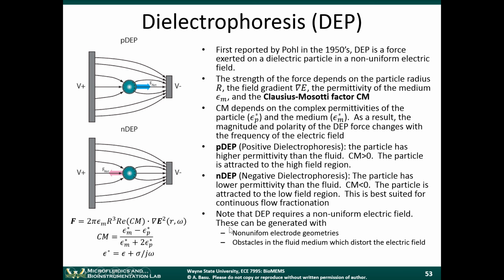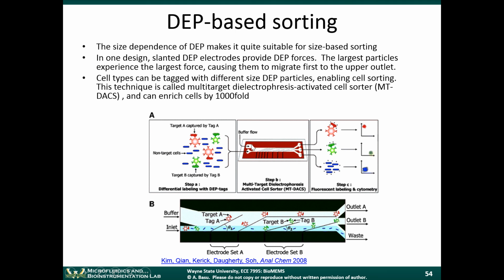The way you generate dielectrophoresis is that you use non-uniform electrode geometries. The dielectric force is proportional to r cubed, so since there's a size factor in there, of course it can be used to separate or sort particles by size. In fact, this has been done, DEP-based sorting based on size. They used slanted DEP electrodes to provide DEP forces.